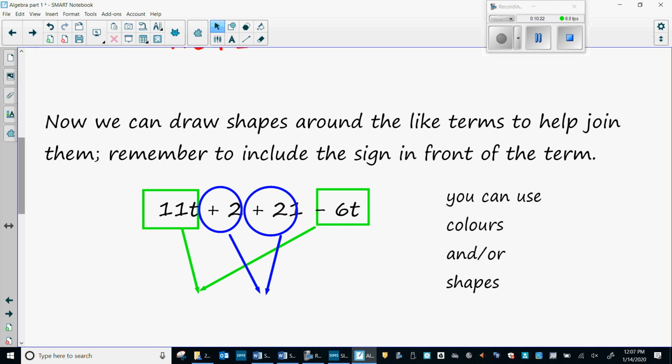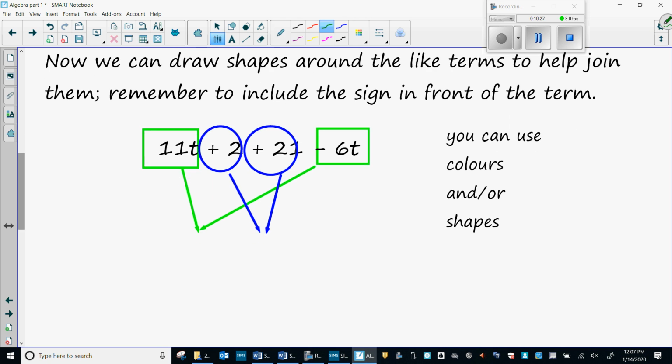All right, M squared, you wanted to do this? Okay, so you do 11t minus 6t. Which is? 5t. Just 5t. And then you do positive 2 plus 21, which is positive 23.